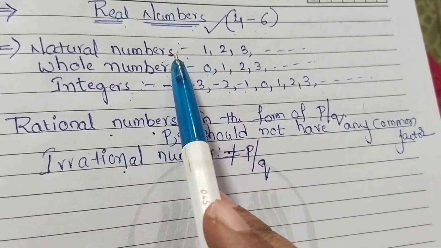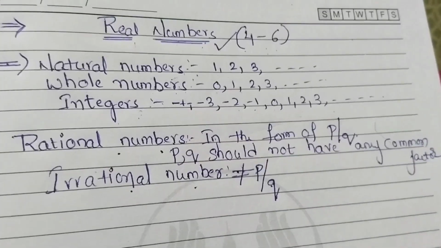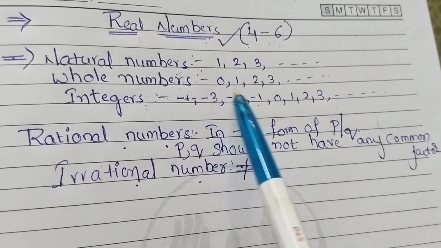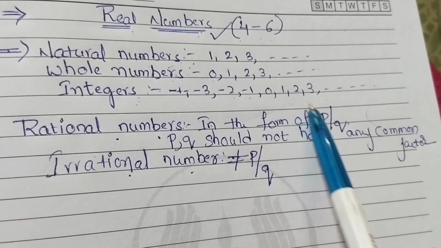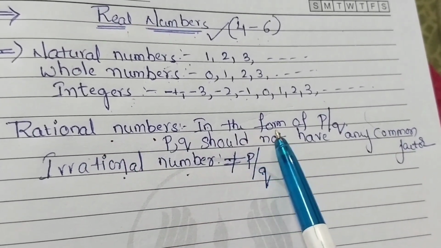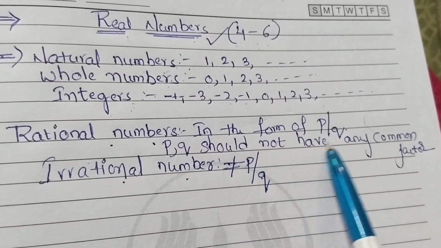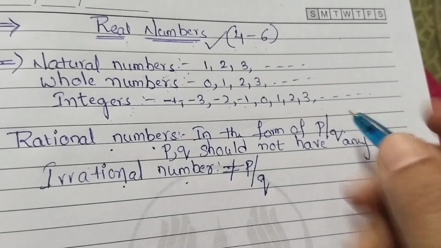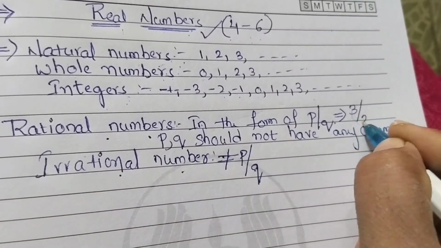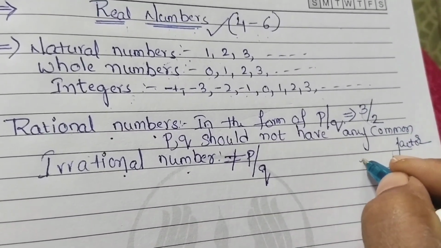I have written these three in increasing order: natural numbers with 1, whole numbers with 0, and integers with negative numbers. And one more type of number is the rational number. A rational number is written in the form of p by q, and p and q should not have any common factor. For example, 3 by 2. 3 and 2 do not have any common factor except 1.